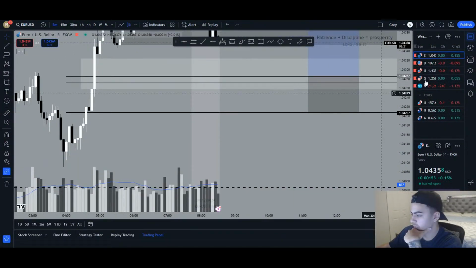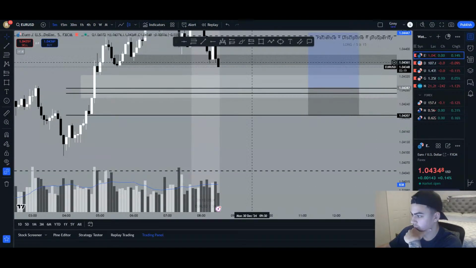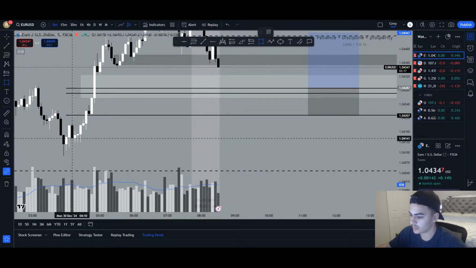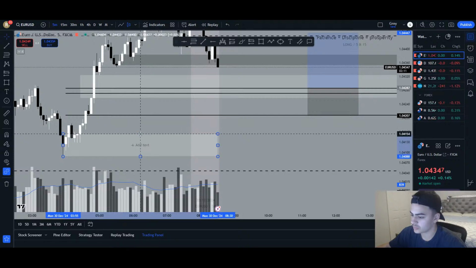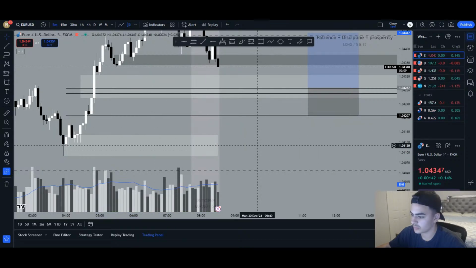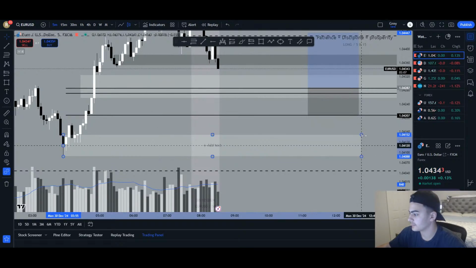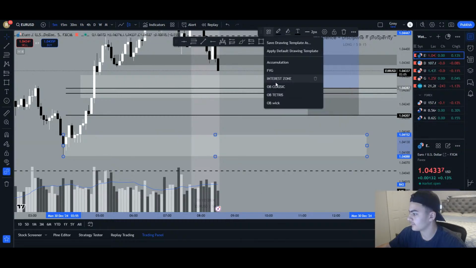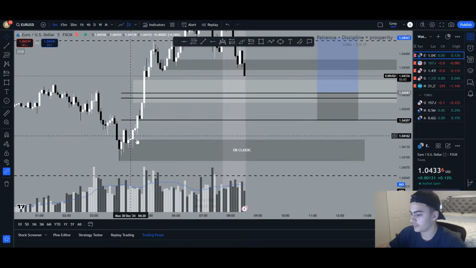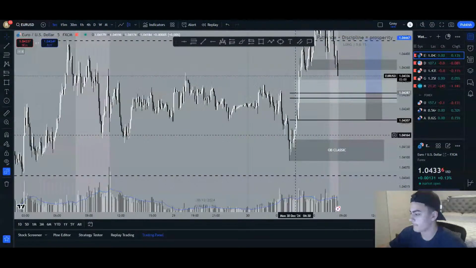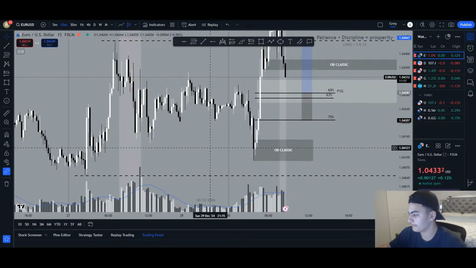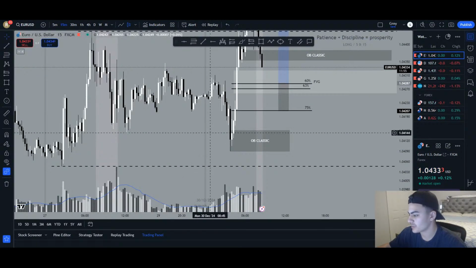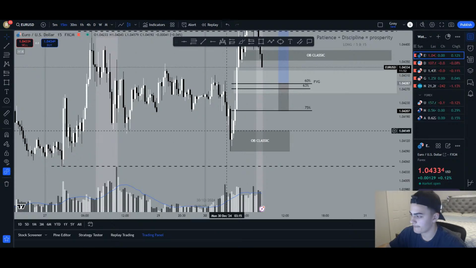It also reaches all the way down here too. Like this. This order block right here. That's the original one. That reaches here. I'm pretty sure it'll go back up in this area.